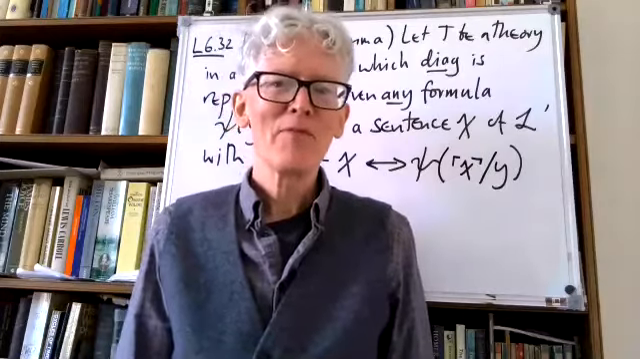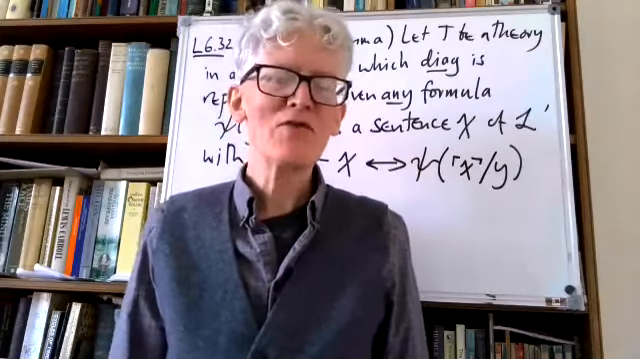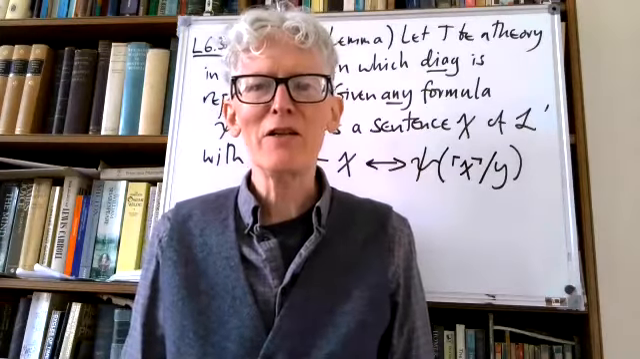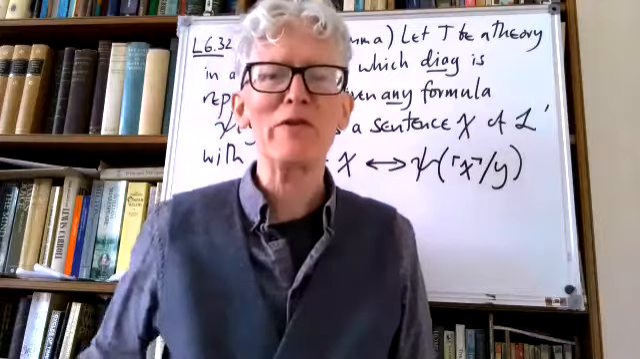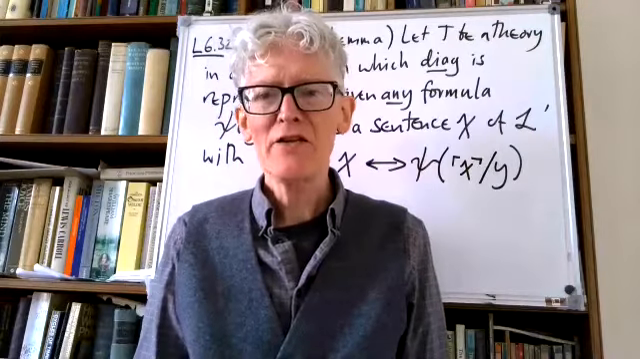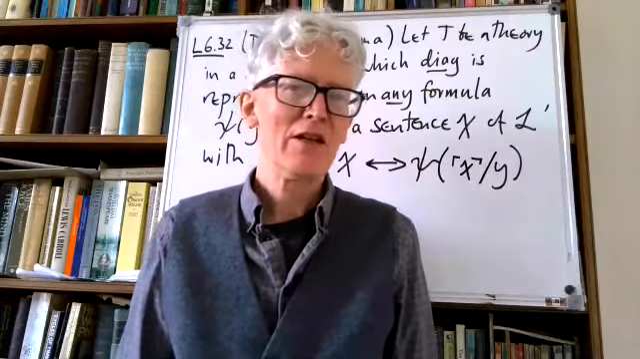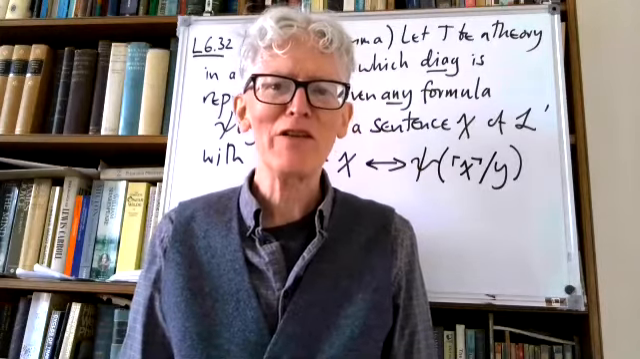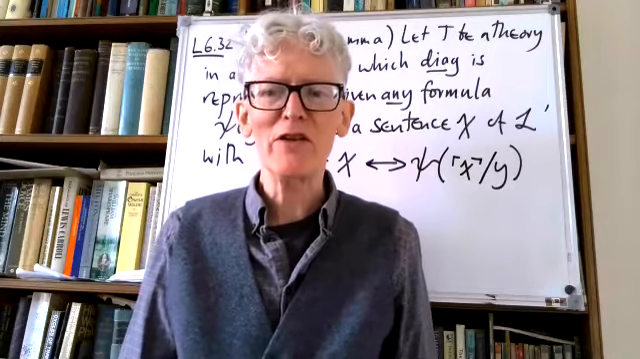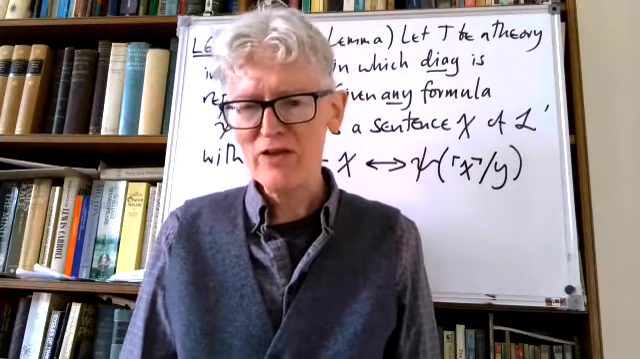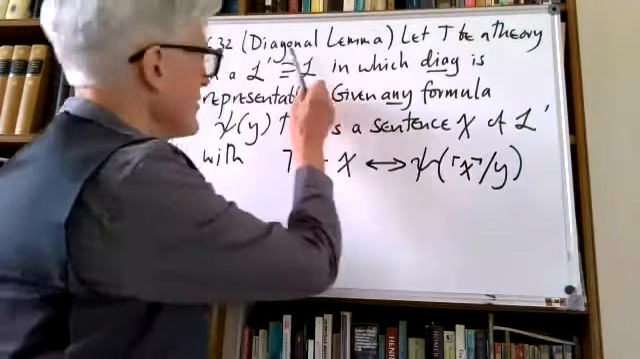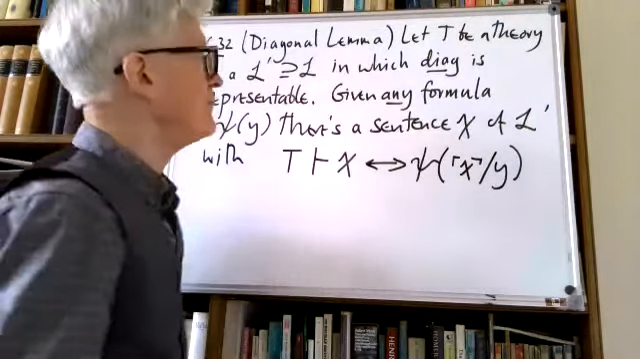Hi. So at the end of the last recorded lecture, I got up to the Gödel diagonal lemma, which we'll recap here in a moment on the board. And then we're going to proceed towards the final stages of proving Gödel's first incompleteness theorem, which we'll probably do in the next lecture after this one. So where were we?